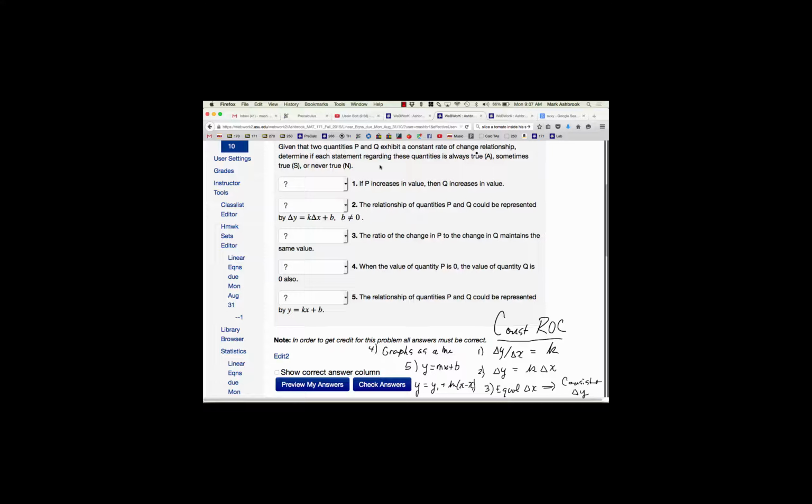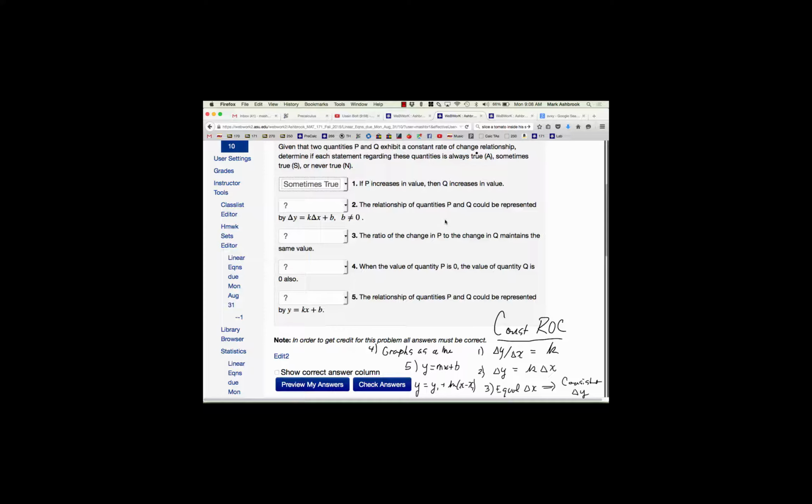Okay, if P increases, then Q increases. Why sometimes? Because sometimes even when P increases, if the constant rate of change is negative, then Q can decrease. Good, excellent. So if the constant rate is negative, when you get an increase in one, then you get a decrease in the other. That's what a negative constant rate means. It means that your output would decrease when your input increases. Okay, so this is sometimes true, that they both increase together, but that's with a positive rate of change. With a negative rate of change, it would not be true.